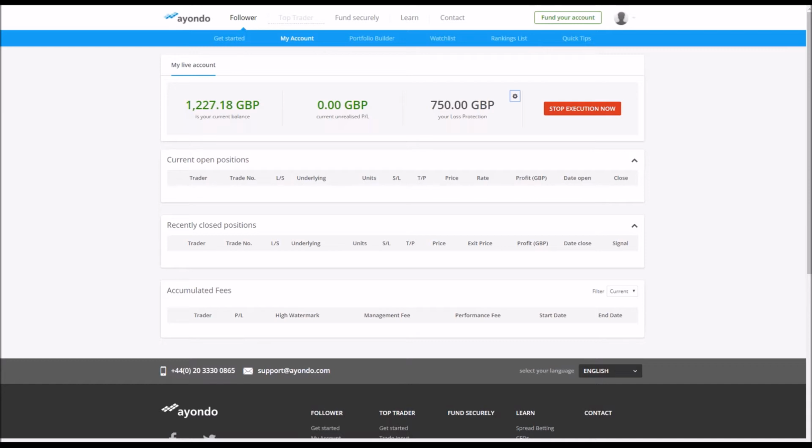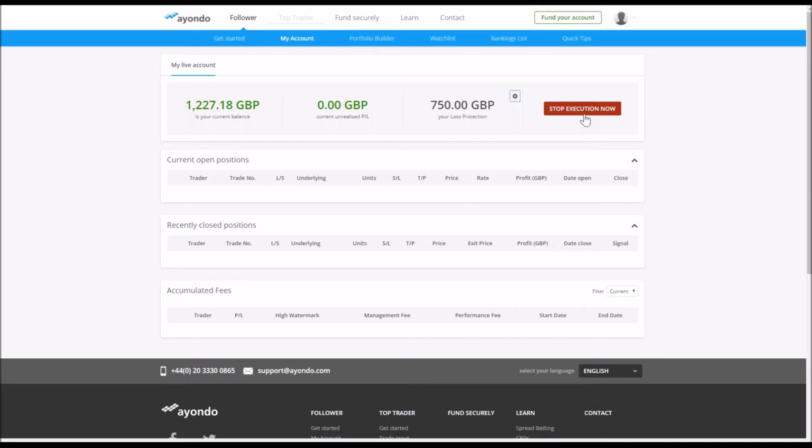But Aondo have this negative balance protection thing. What that means is you can never lose more than the balance in your account. So even if you have a massive gap against you, you'll only lose whatever's in your account. But you can again control this level of risk by putting this loss protection on. And if you change your mind and think, actually, no, I need to review my strategy here, I can click on stop execution. If I had any open trades, they'd be closed out, assuming the market's open, and it would stop following any new trades.